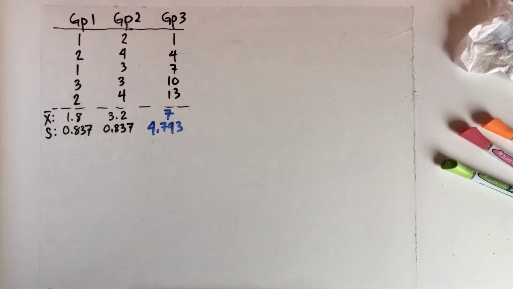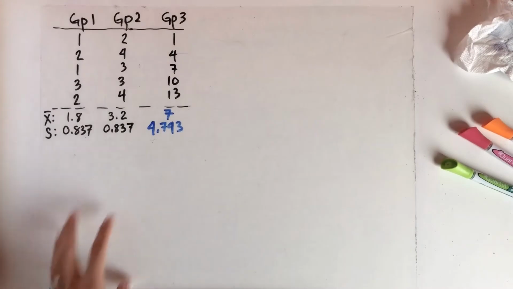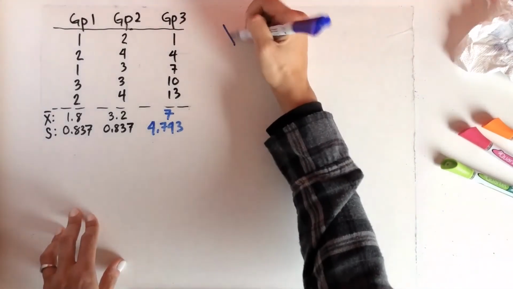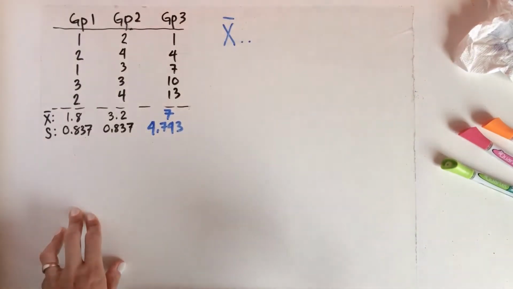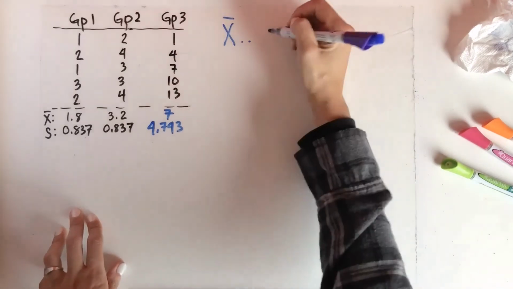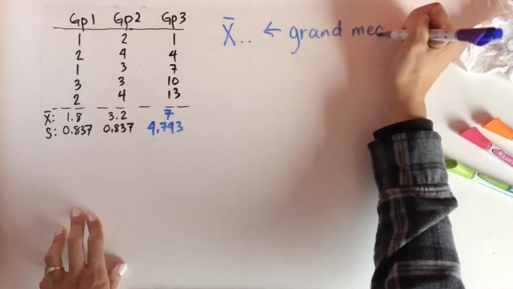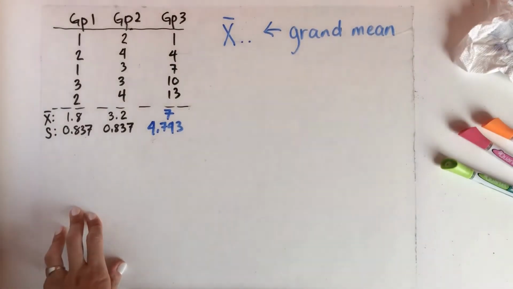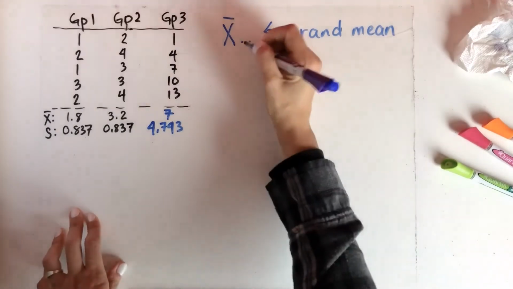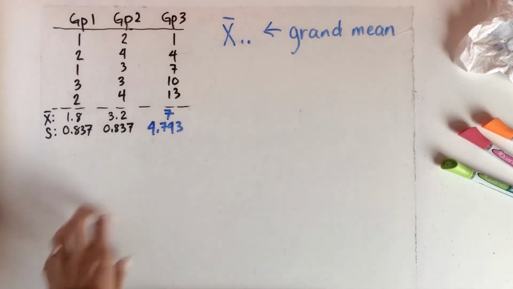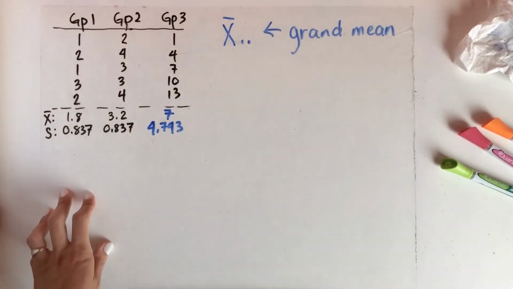Well, before we can compute any of the sums of squares in order to get us to our F ratio, we are going to need our grand mean. So when I write this symbol, which is x bar dot dot, that means grand mean. And the reason that I am clarifying this is because generally we have been using this dot notation for big fat means, like our grand mean of everything, for example.